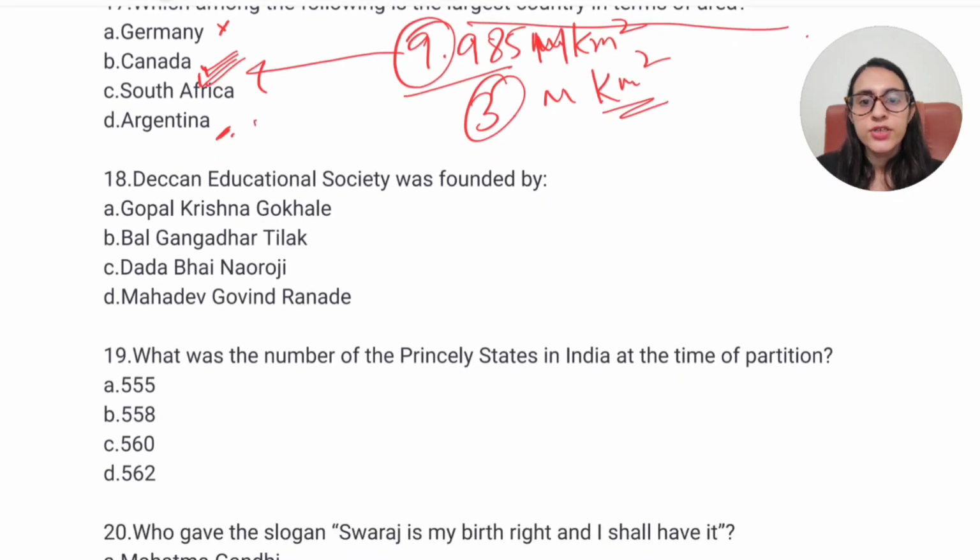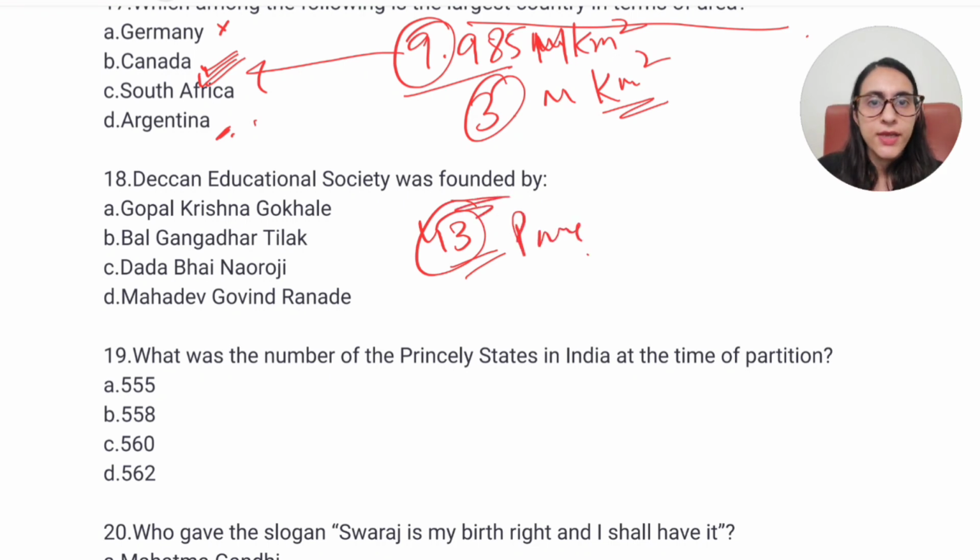The next question is Deccan Education Society. This society is an organization that runs 43 educational establishments in Maharashtra, with the branch being in Pune. So who founded this society?